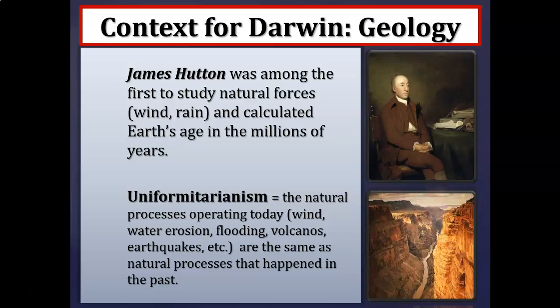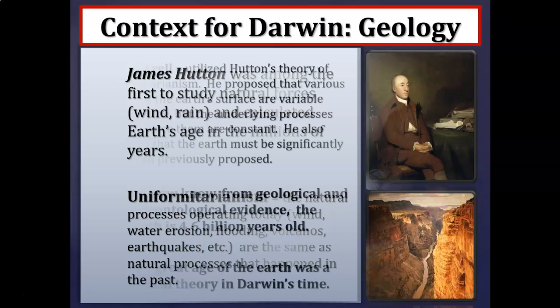James Hutton came up with the theory of uniformitarianism. This is the idea that the natural processes that operate today, such as wind, water erosion, flooding, volcanoes, earthquakes, etc., are the same as the natural processes that happened in the past. So what that means is if we understand how something like water erosion affects the Grand Canyon, then we can calculate the age of the Earth if we understand how that process works.